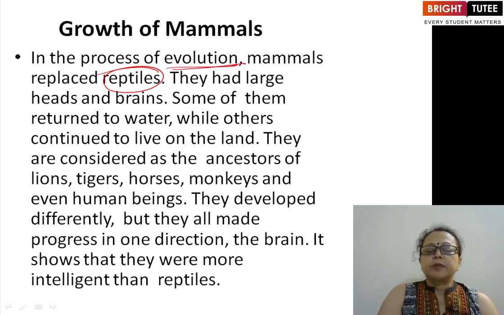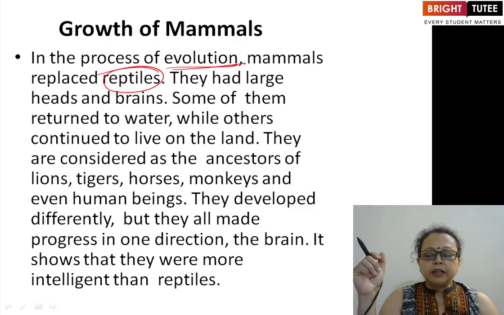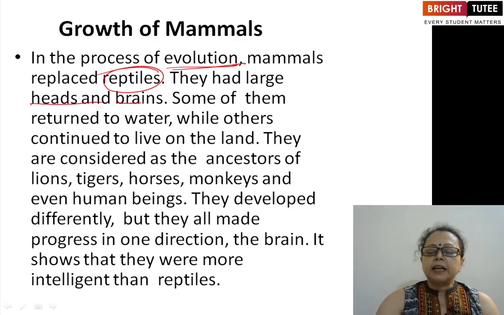Just now we discussed the dinosaurs, that two types of dinosaurs were there: herbivorous and carnivorous. And how the carnivorous made prey of the herbivorous dinosaurs. So what it says is that they had large heads. This is the human evolution. The mammal replaced the reptiles, which had large heads and brains.